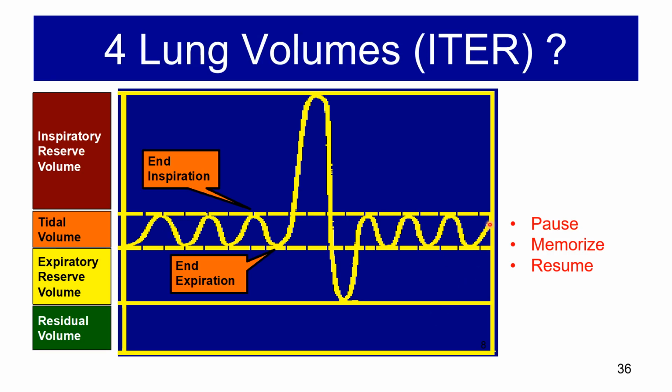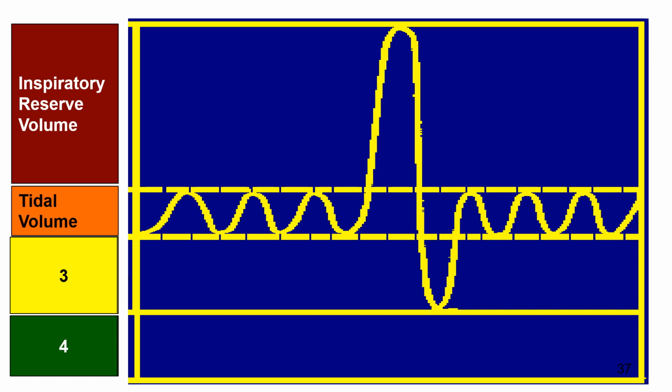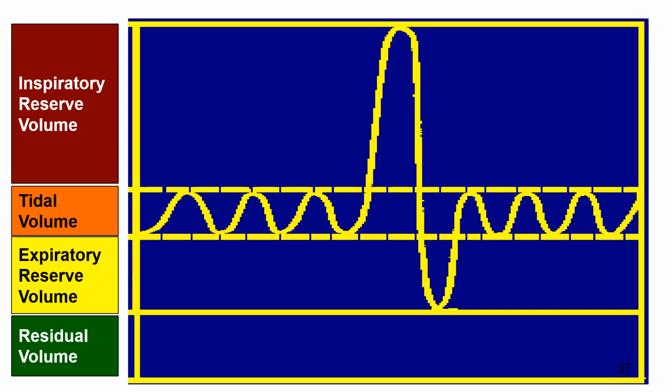So, I want you to pause, memorize this figure here, then resume once you memorize it, because that is essential in the subsequent discussion. So let's have a brief review. What is number one? It is inspiratory reserve volume. What is number two? It is tidal volume. The number three is expiratory reserve volume, and number four is residual volume.